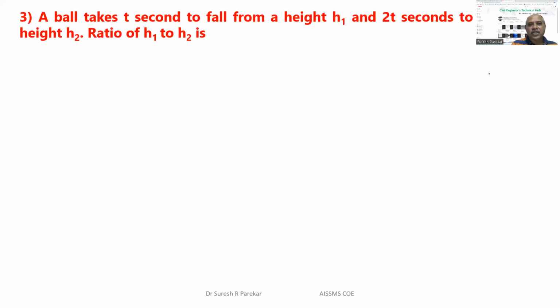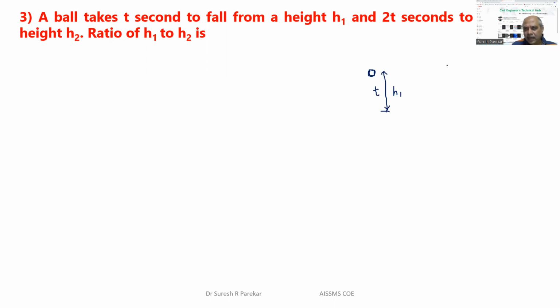A ball takes t seconds to fall from a height h1 and 2t seconds to fall from a height h2. Find the ratio of h1 to h2. So now we are going to release a ball and it comes to h1. Let us say this distance is h1. It will take time t.